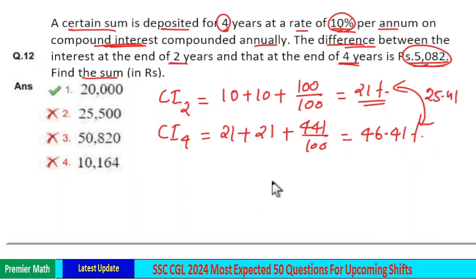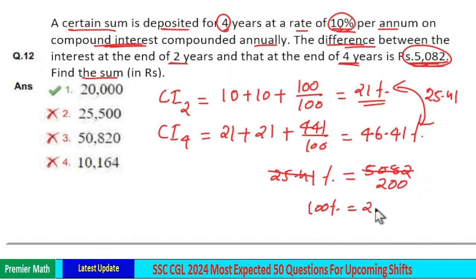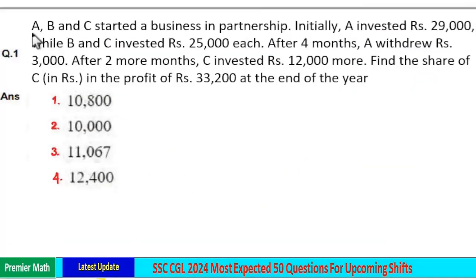Now this 25.41% is the compound interest difference, which is given in the question as 5082. 25.41 into 2 is equal to 50.82. So 25.41 into 200 is 5082, which means 100% is equal to 20,000. So option 1 is the answer.